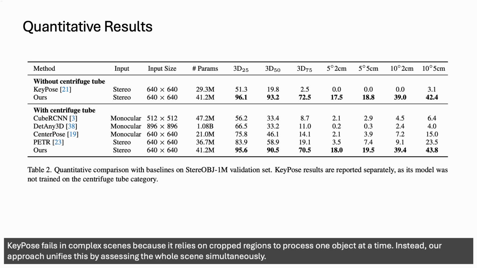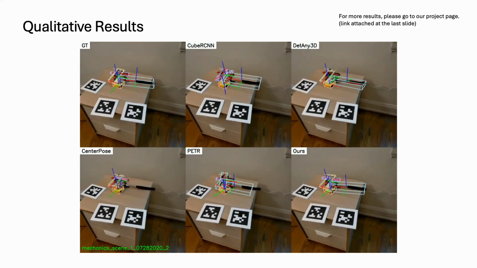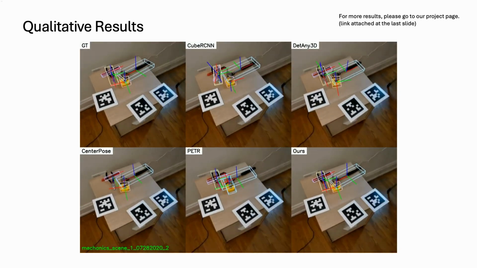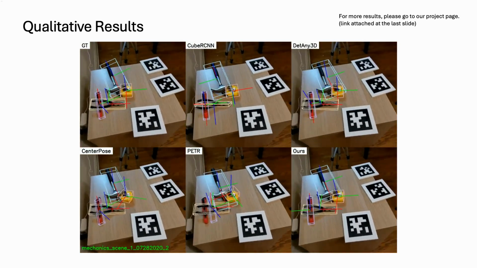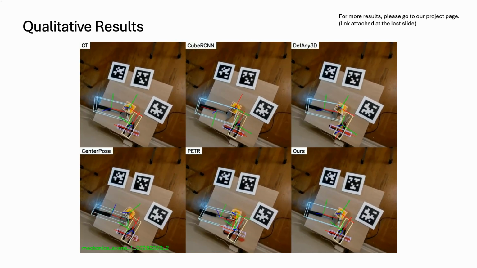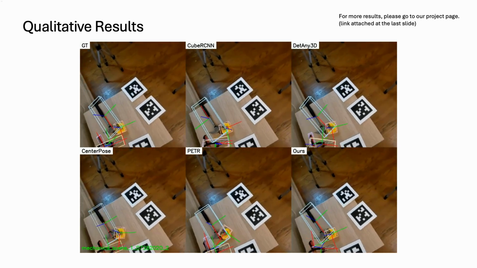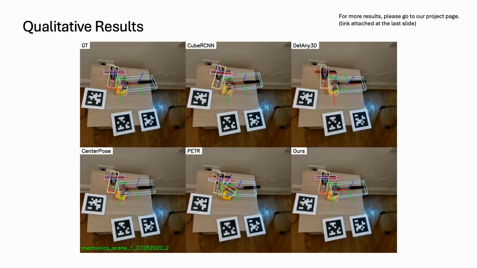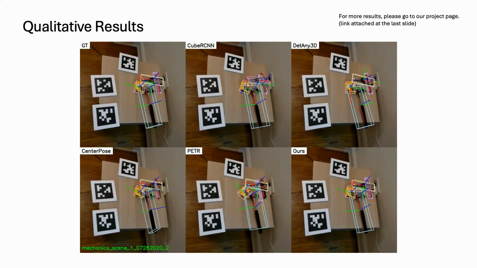KeyPose fails in complex scenes because it relies on cropped regions to process one object at a time. Instead, our approach unifies this by assessing the whole scene simultaneously. Our qualitative results also show that our method is more stable when it comes to estimating 6 degree of freedom object pose and size. One interesting thing to notice here is that while the visual results from Cube R-CNN might look better than CenterPose or Detect-Anything-3D, the quantitative metrics suggest otherwise. This discrepancy emphasizes the inherent difficulty of reasoning about true scale from monocular images, particularly when high precision is required. We see this same phenomenon with PETR as well.